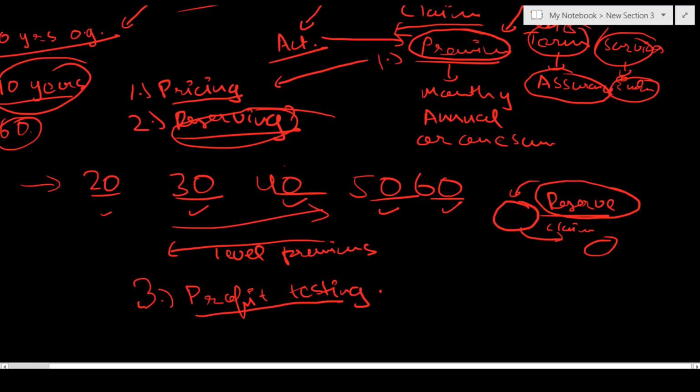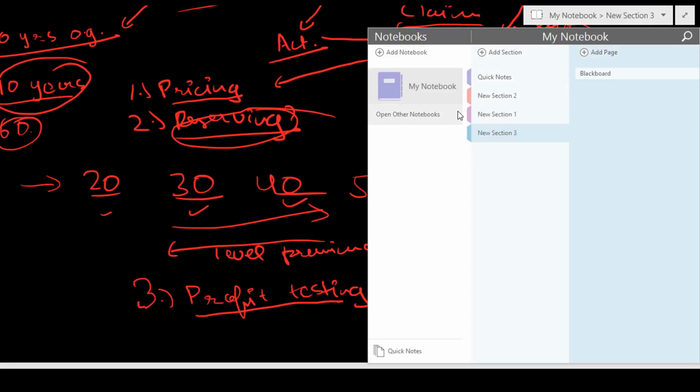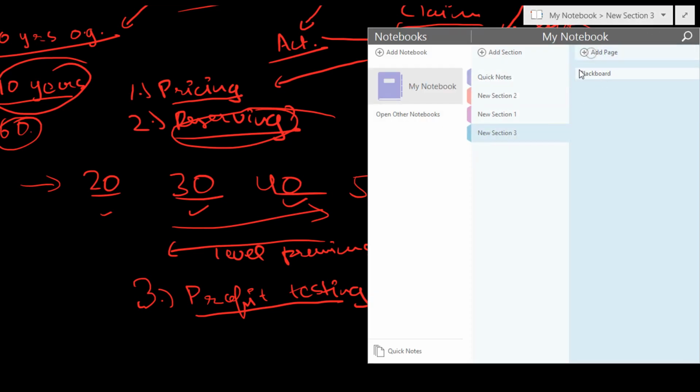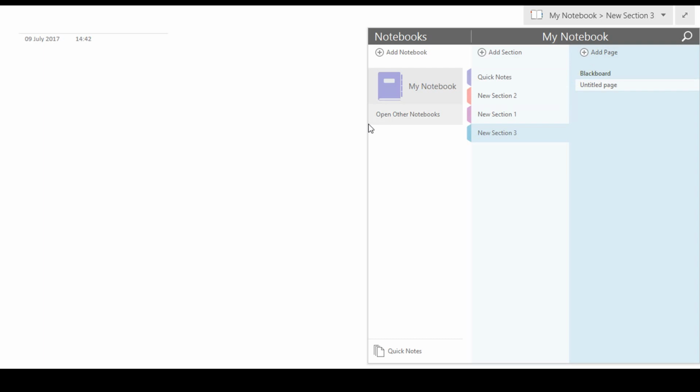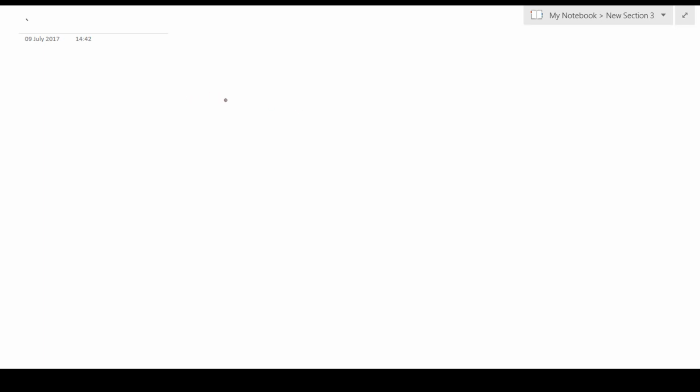Now if I go to the syllabus, I'll make a new page for this. Okay, add a page. I want a new page. Okay, right. Why isn't this black? Okay, I'll write on white. Okay, fine.